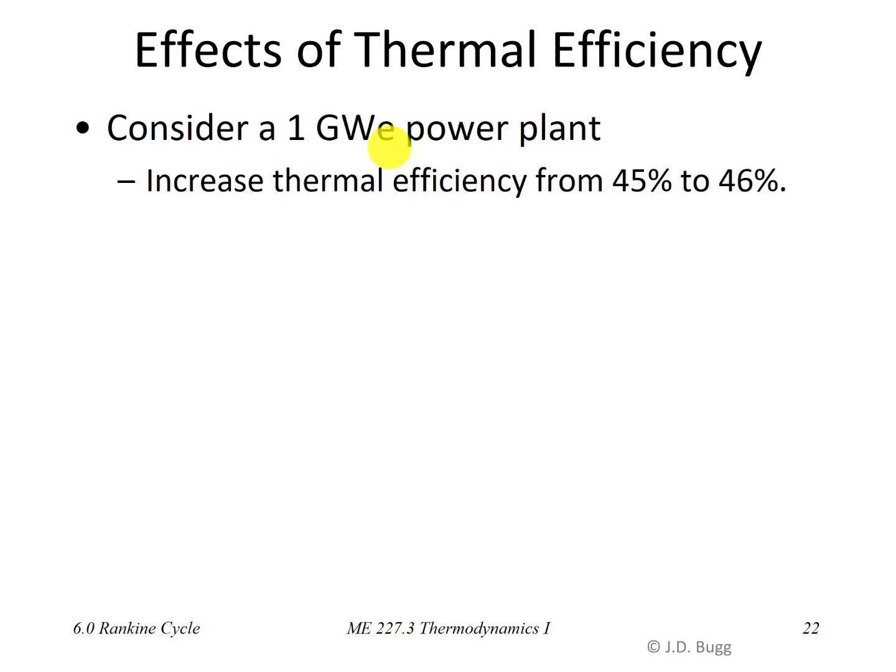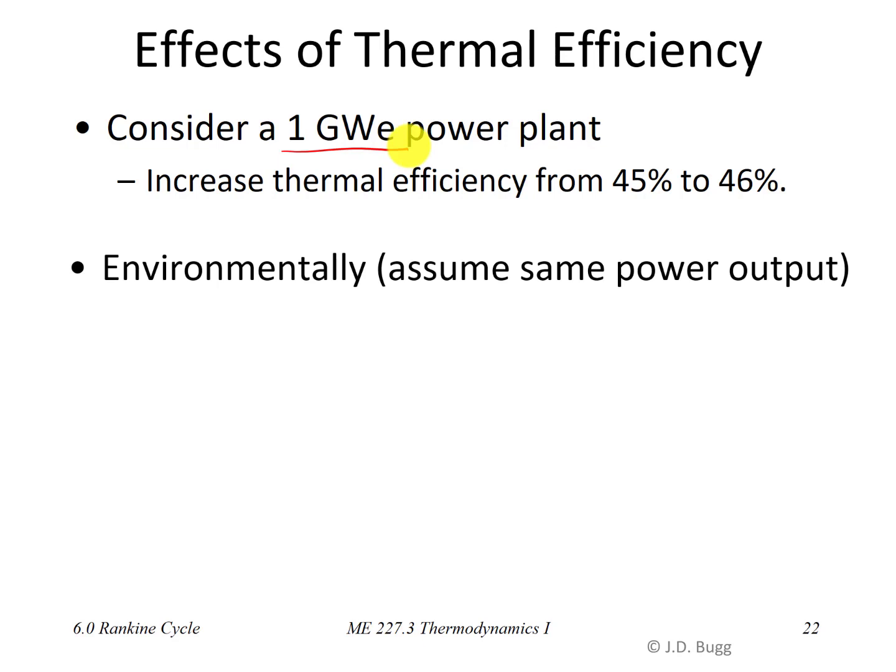Well, let's say that you do something and you manage to turn a valve or adjust a knob somewhere in the control room, and you're able to increase the thermal efficiency of that cycle from 45 to 46%. Now that might seem like a very, very small change that's not really worth doing, but it most absolutely is worth doing. So this is a scenario we want to look at. A 1 gigawatt electric plant, which is a fairly large plant but not unreasonable, and an increase in the thermal efficiency from 45 to 46%.